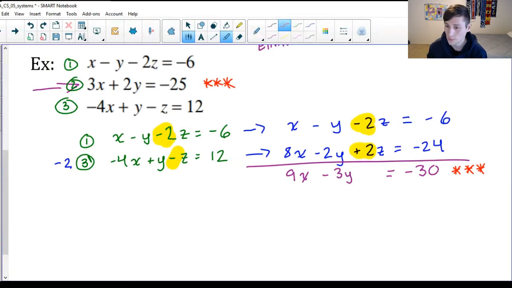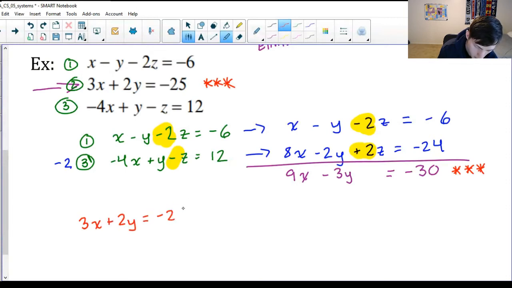Okay, all good? Okay. So I'm going to use this now. My two equations that I had the asterisks by, I'm going to rewrite those down here. So the 3x plus 2y equals negative 25. 9x minus 3y equals negative 30.